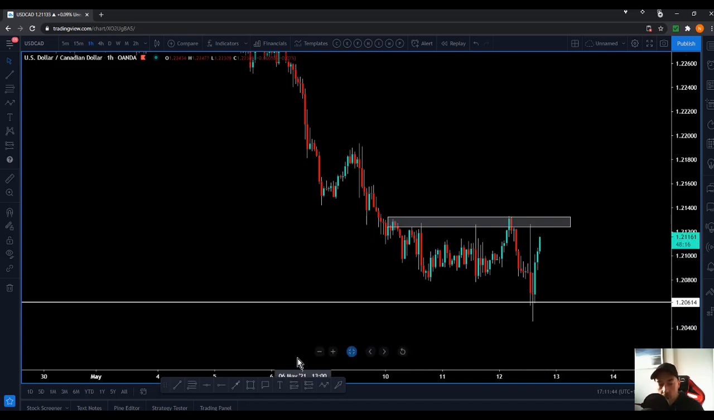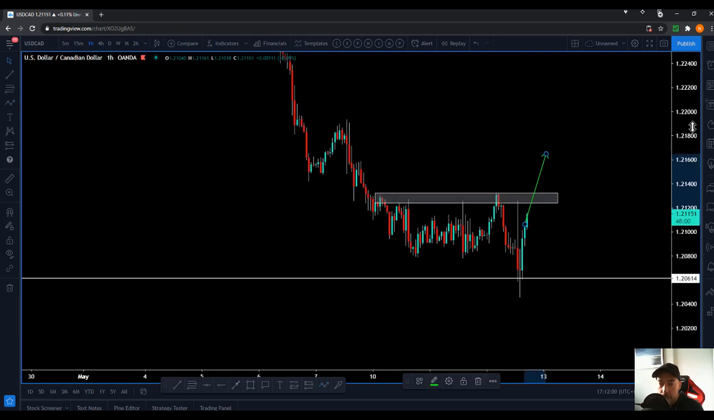So if we're going to see that weekly pullback, weekly correction, then we need to start to see price close above this level. Okay, we want to see the price now start to go up. Here is the price, you know, it's the actual exchange rate between the US dollar and the CAD.